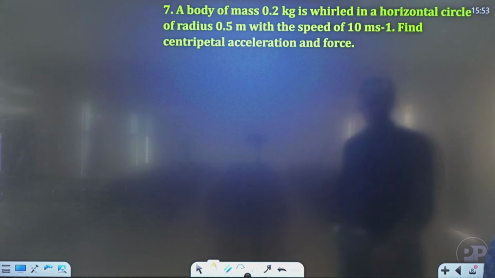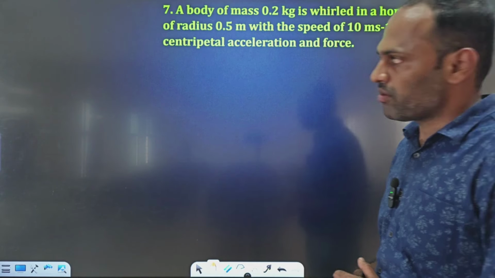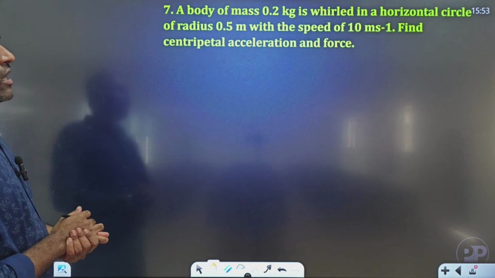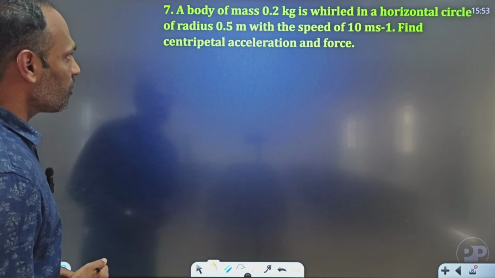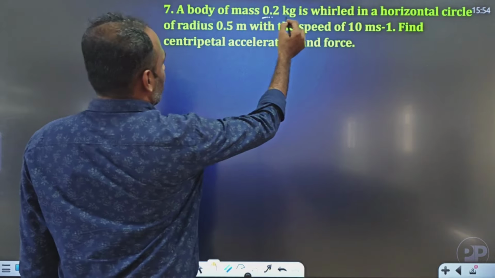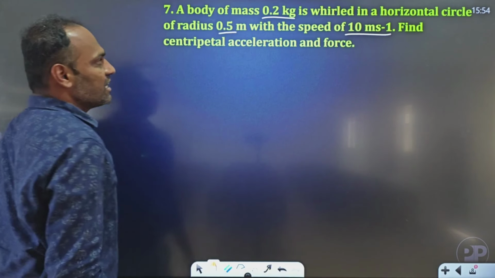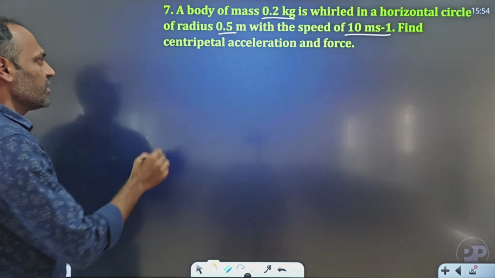Okay, next we'll see the last question now. It is on uniform circular motion. A body of mass 0.2 kg is whirled in a horizontal circle of radius 0.5 meter. Mass is given, radius is given, with the speed of 10 meter per second. Velocity is also given. Find centripetal acceleration and centripetal force.